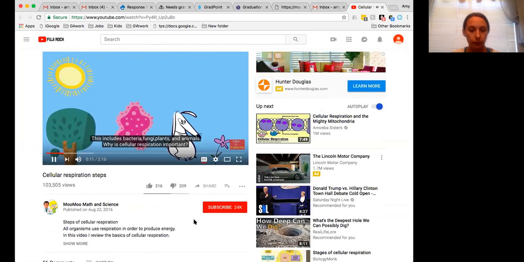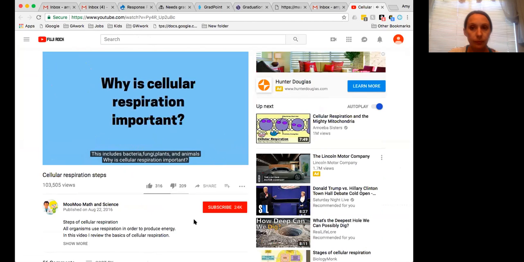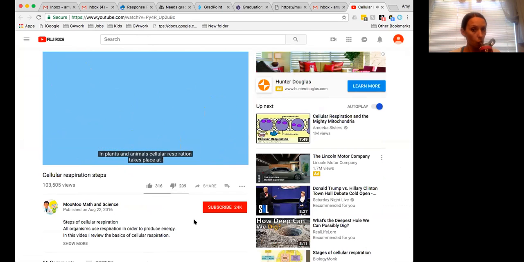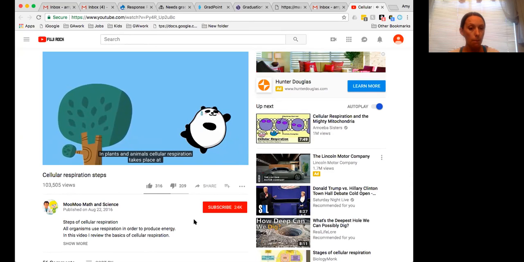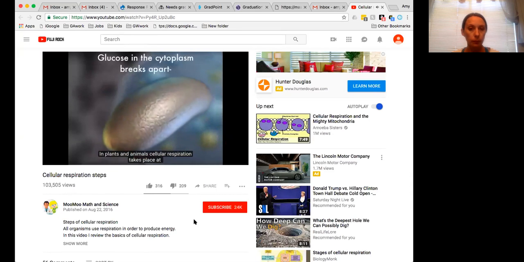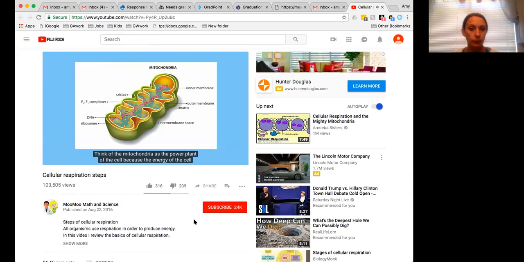This includes bacteria, fungi, plants, and animals. But why is cellular respiration important? It is important because living organisms generate energy for daily activities with cellular respiration. In plants and animals, cellular respiration takes place at the mitochondria. Think of the mitochondria as a power plant for the cell, because the energy of the cell is generated at the mitochondria. Just like these power plants and turbines in this video generate power for their city.